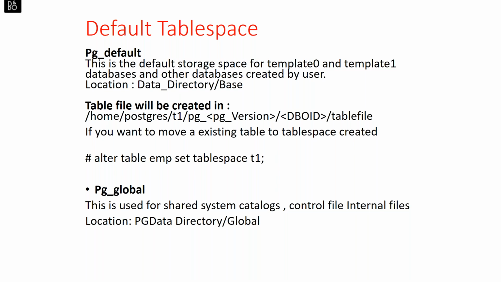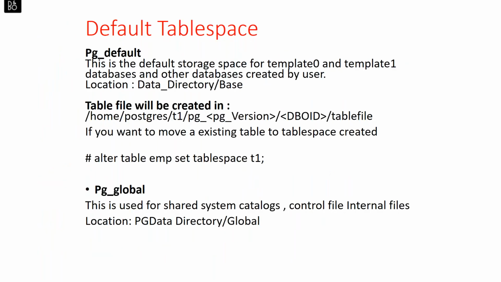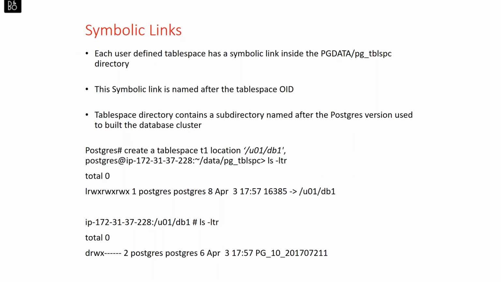PG Global has control files and internal files. Internal files will contain the metadata about users, groups, and table spaces, about the cluster. So information about users, information about databases, information about table spaces, information about the control file. And the database catalog files will have all the information of the schemas, tables, views, sequences, functions, event triggers, PG extensions, indexes, pg_databases, pg_namespaces, pg_tables, views and everything.